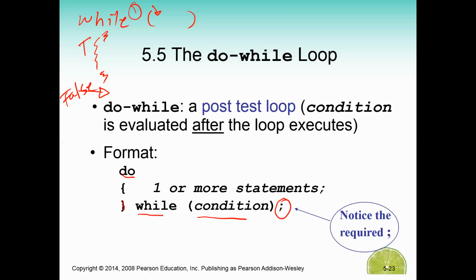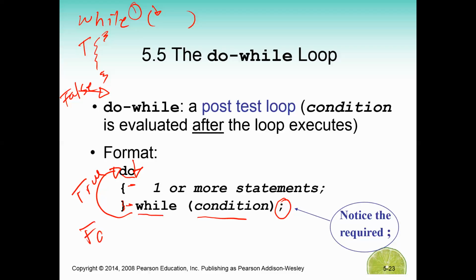With the post test, at least one time we enter the loop. At least. All the time. So regardless of the condition, because we don't have a condition first, we're going to go in. So do this, the section that you have inside the curly braces. Test the condition. If the condition is true, you're going to go back. If the condition is false, then you exit.